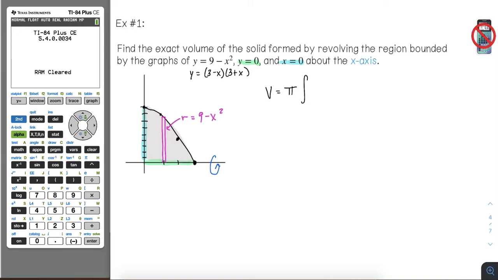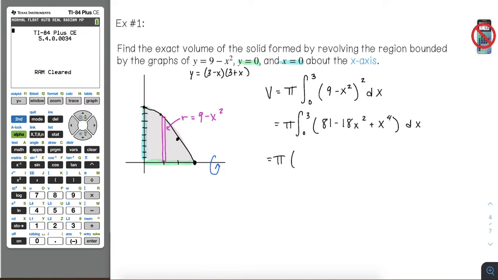So my x limits are going to be from 0 to 3. My radius is 9 minus x squared, and I'm going to square my radius, and then I have a dx. So I'm just going to quick square that out. So it's going to be 81 minus 18x squared plus x to the 4th. So then I'm going to get pi times 81x minus 6x cubed plus 1/5 x to the 5th, evaluated from 0 to 3.